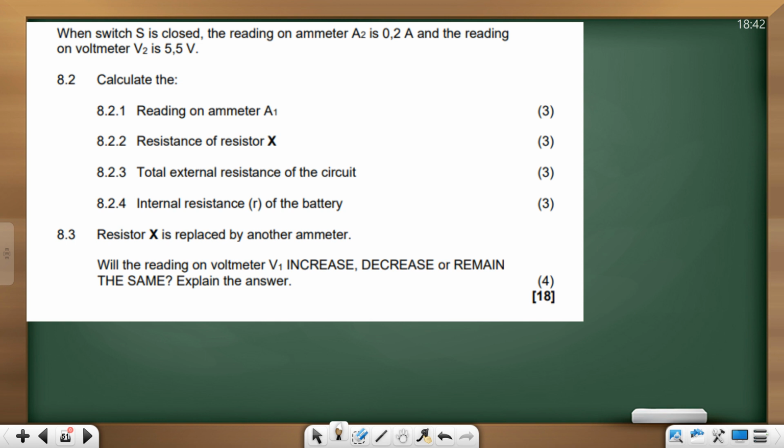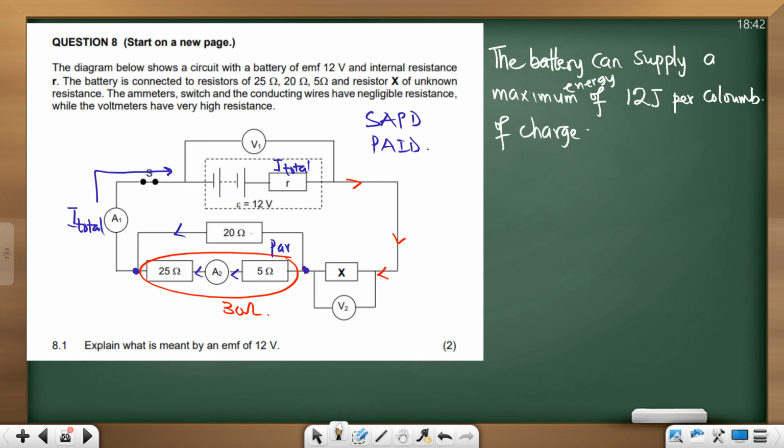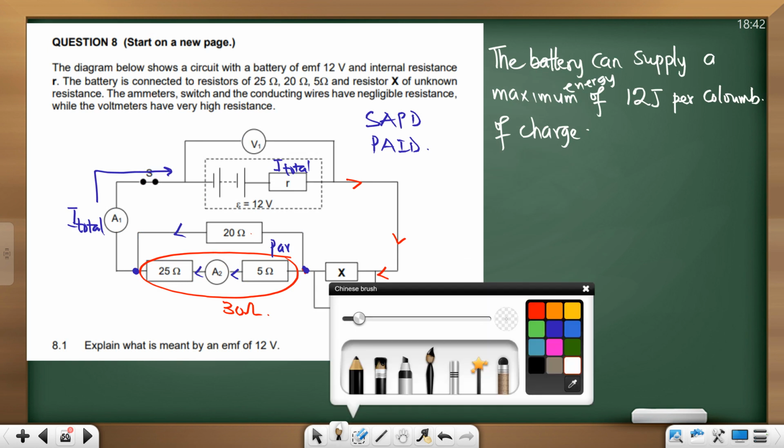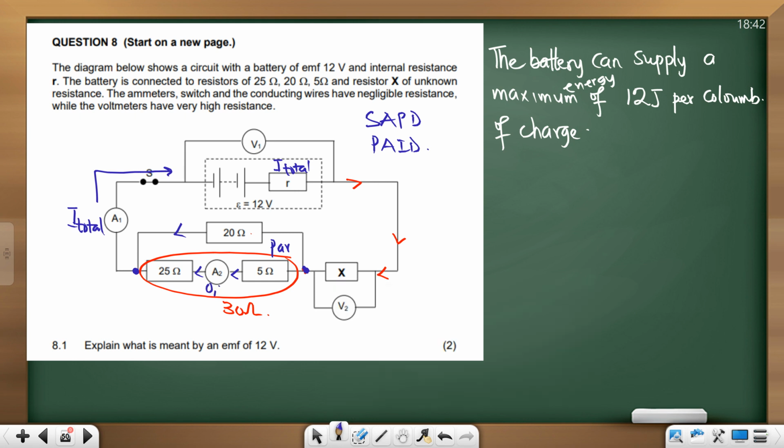When switch S is closed, the reading on the ammeter A2 is 0.2. Please go to your diagram. It is closed. Can you see A2 there? Write what you know about the value. It says 0.2 what? Amps. By the way, your 25 and 5, how are they connected? Series. Is that fine? What's going to happen? Potential difference is divided, but current remains. So it means the current here is what? 0.2 A. The current here is what? 0.2 A.